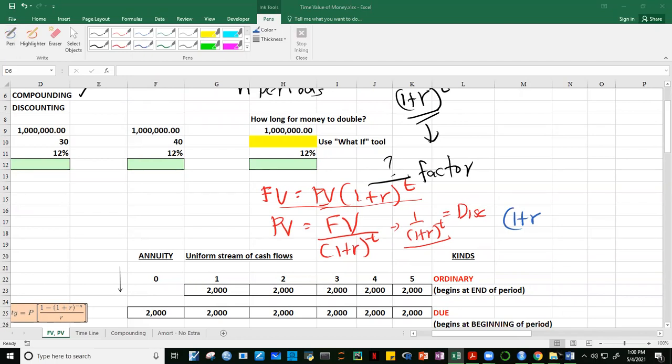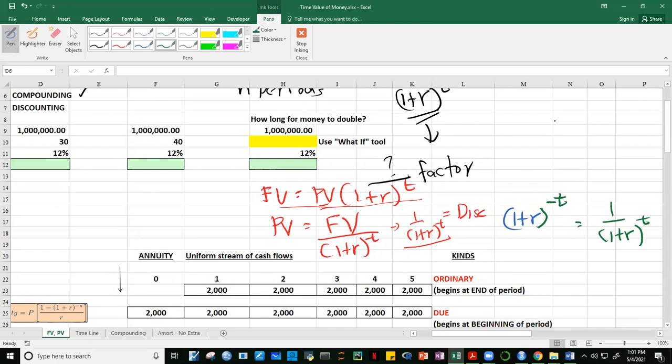Okay, yes. Thank you, Hans. That's correct. 1 plus r raised to the negative t. So wala na yung 1 over. Okay, so equivalent yan, guys. These two are equivalent. 1 over 1 plus r raised to the t is just the same as 1 plus r raised to the negative t.